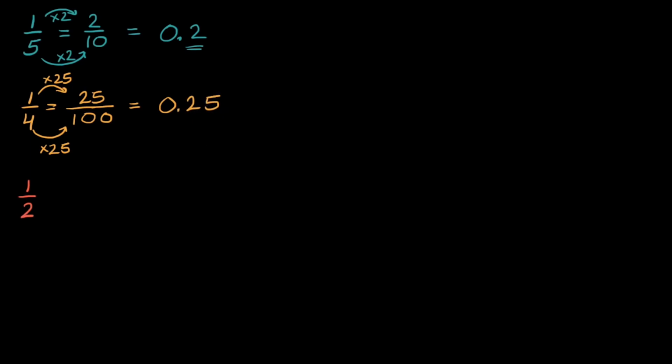Now let's do 1/2. Same exact idea. Well, 10 is a multiple of 2, so we can think about this in terms of tenths. So to go from 2 to 10, we multiply by 5. So let's multiply the numerator by 5 as well. So 1/2 is equal to 5/10, which if you want to represent it as a decimal is 0.5.